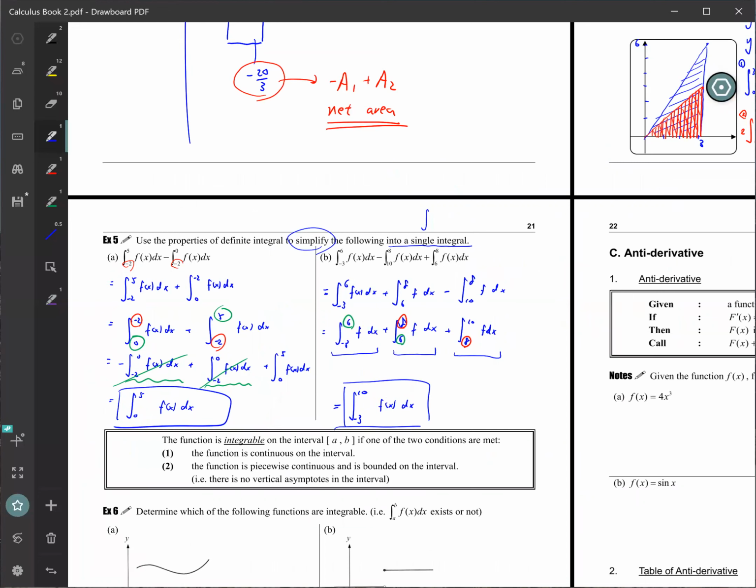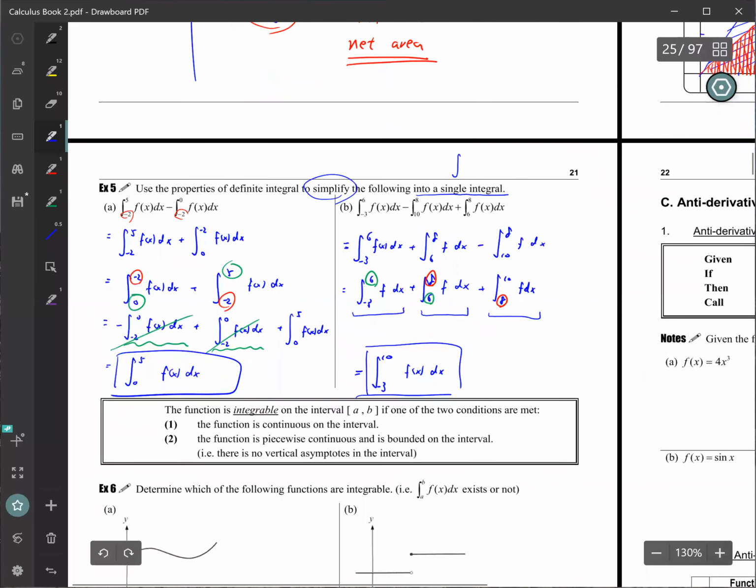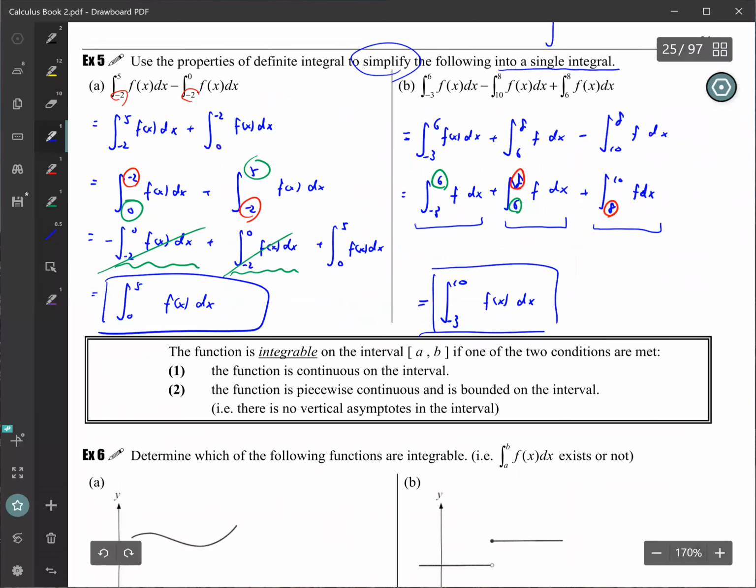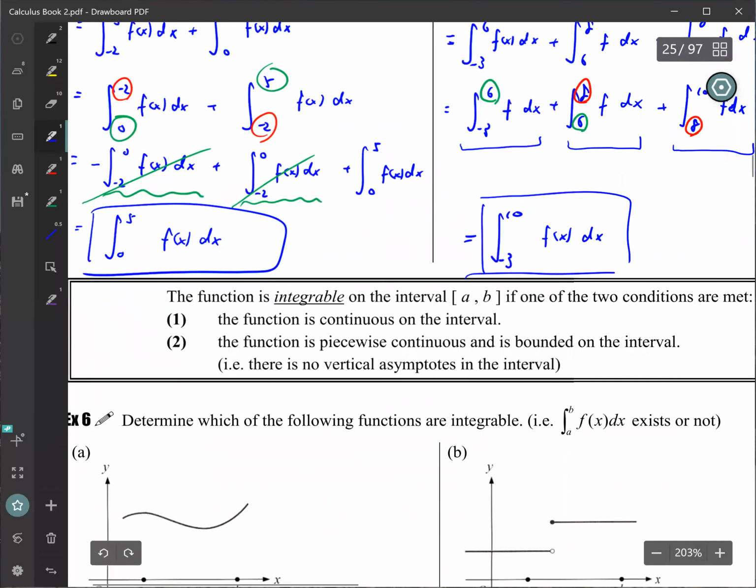Now just like the derivative, right? Sometimes you get something that's not differentiable. Sometimes you can put a tangent, sometimes you can't. And for integral as well, there are some cases of the function that you cannot find the area, right? So we call that not integrable. So we need to know when it will be integrable and when it's not, right? So over here, it says that the function is integrable on the interval if one of the two conditions is met, okay? Just one of them.